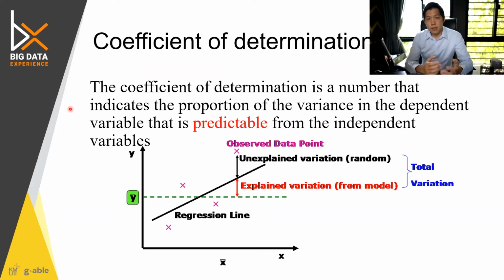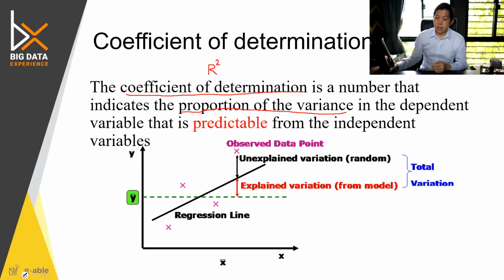Whether the data and the model fit together or not, by looking at the parameter called the coefficient of determination, or R square. This is a number that indicates the proportion of variance, right? The proportion of variance that is predictable by the model. So how does it work? Let's look at the picture down here.